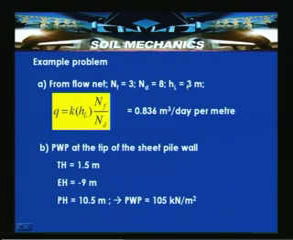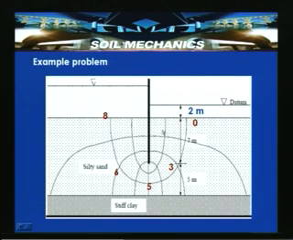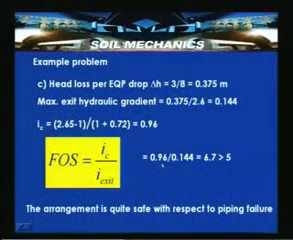Now, estimate delta H, from which you calculate the exit gradient, and by knowing the specific gravity of the solids and void ratio, we can calculate the critical hydraulic gradient. By knowing the critical hydraulic gradient and the exit gradient, we can calculate the factor of safety against piping or heaving failure. Here the critical hydraulic gradient happens to be 0.96, divided by 0.144, which is around 6.7. This happens to be more than 5.